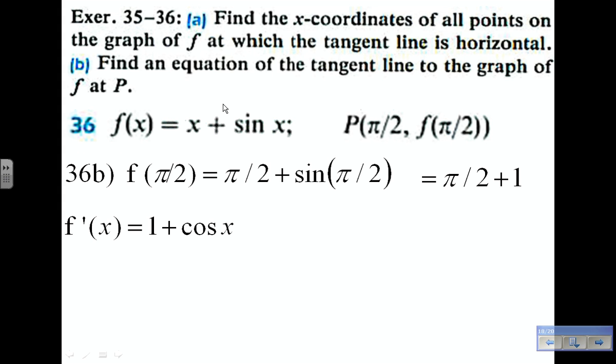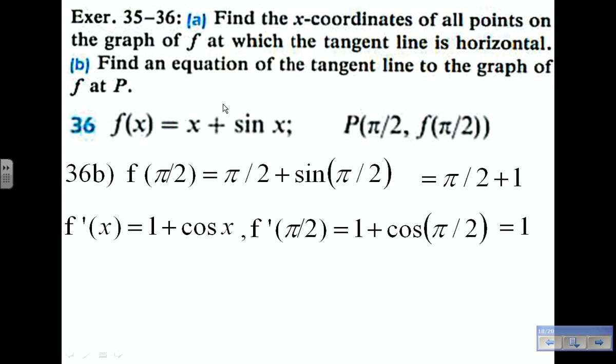What is it, Matthew? Pi over 2 in for x. Yeah, put it in. I asked, what do you get? You know the cosine of pi over 2. Nope. Cosine of pi over 2 is 0, but the answer is going to be just 1. Good, jot that down.